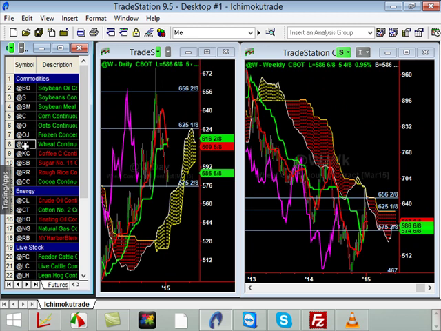Wheat here, you can see it's bearish trending, with a nice major pullback to about the 656 level, which is the major pullback we had marked off here. Now it's flirting around here.